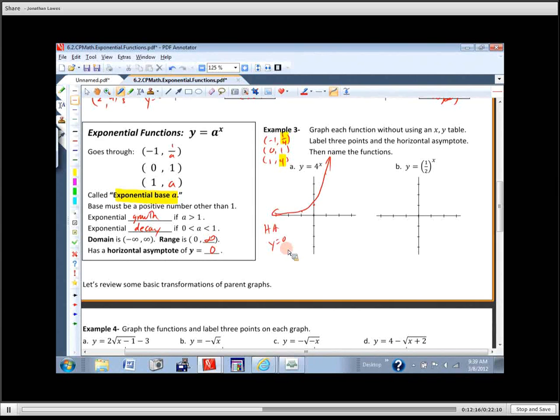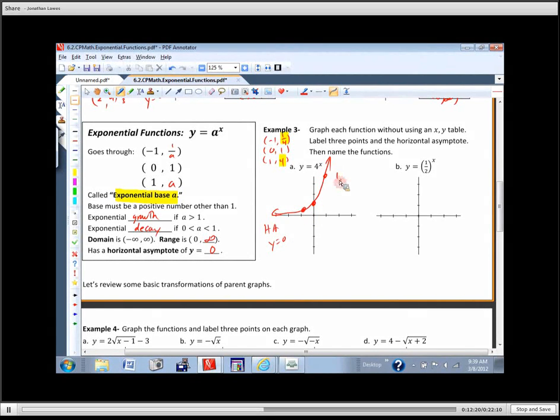Okay? So you'd want to label each one of those points. Make sure those are clear. Again, that's (1, 4), (0, 1), and (-1, 1/4). If you draw that graph and label the asymptote and label those points, everybody's going to know you know what you're doing. Any questions?